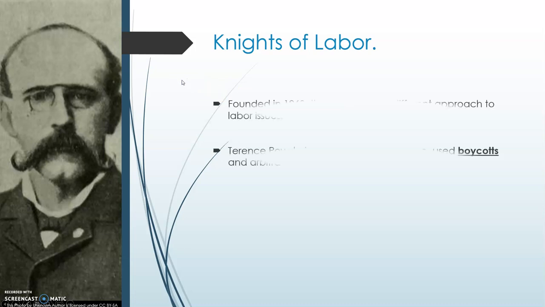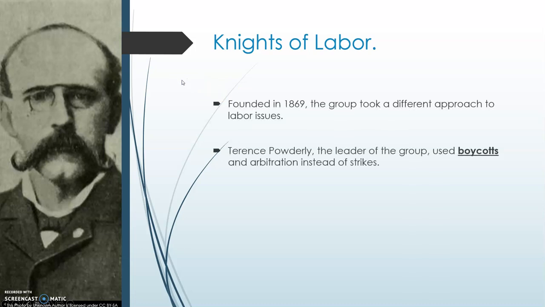Now, the Knights of Labor. Founded in 1869, the group took a different approach to labor issues. Terence Powderly, who you see there, the leader of the group, used boycotts and arbitration instead of strikes.